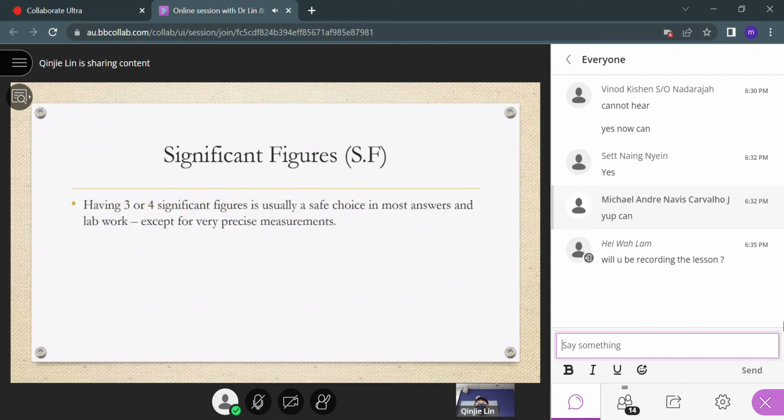Technically when you write out your solutions, you should try to follow these conventions also. But usually having 3 or 4 significant figures is a safe choice in most answers or lab work. We don't have lab work here, so usually we will leave answers to about 3 to 4 significant figures. If you take, let's say, 5 steps to achieve your final answer, it is a good habit to leave the intermediate steps to more decimal places. You can leave 5 or 6, so that your final answer can be more accurate.